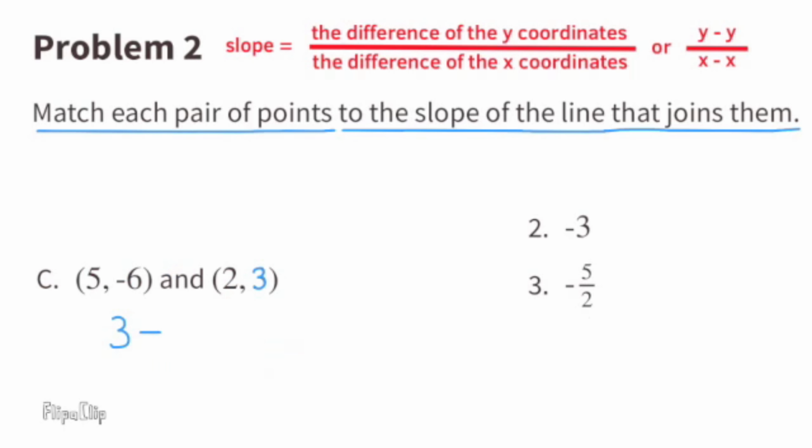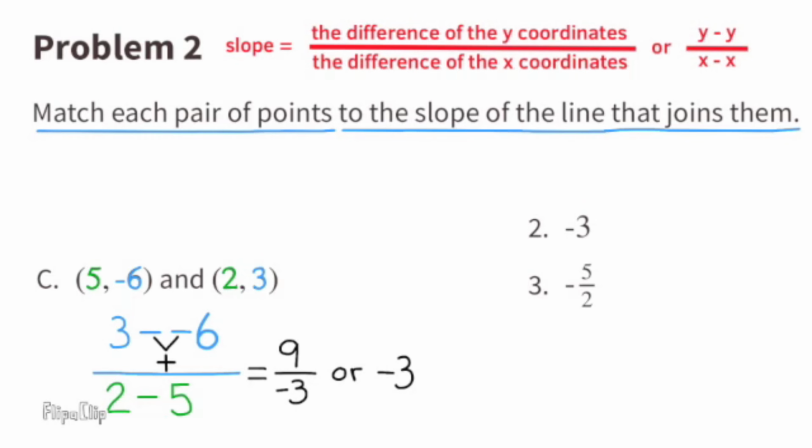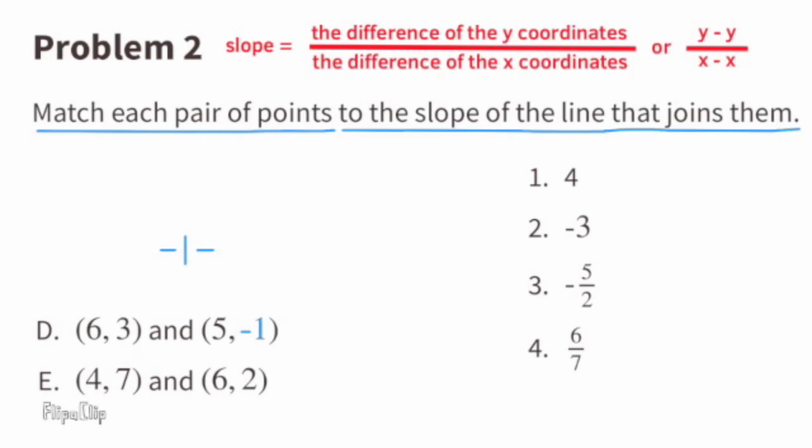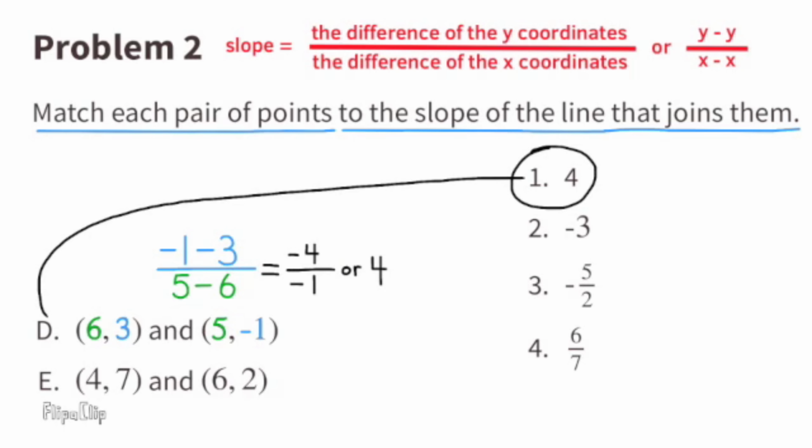C. 3 minus a negative 6, which would be positive 6, over 2 minus 5. 3 plus 6 is 9, and 2 minus 5 is negative 3. Since 9 divided by negative 3 equals negative 3, then the slope of this line would equal negative 3. D. Negative 1 minus 3 over 5 minus 6. Negative 1 minus 3 equals negative 4, and 5 minus 6 equals negative 1. Negative 4 divided by negative 1 equals positive 4. The slope of this line would be positive 4.